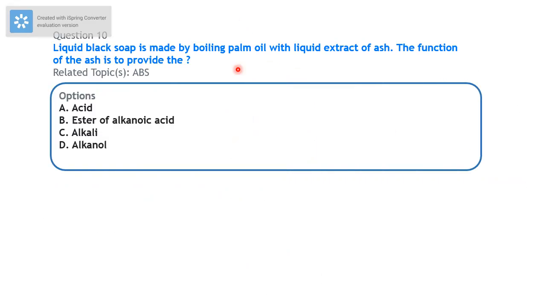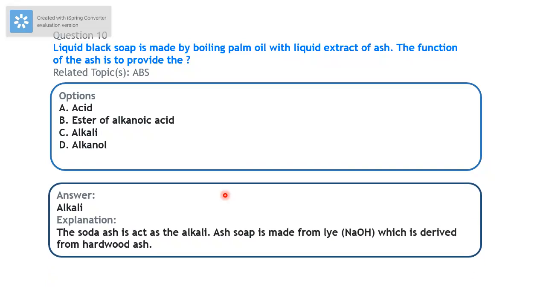Next, on acid, base, and salt. Liquid black soap is made by boiling palm oil with liquid extract of ash. The function of the ash is to provide the alkali. The soda ash acts as the alkali in the production of the soap.